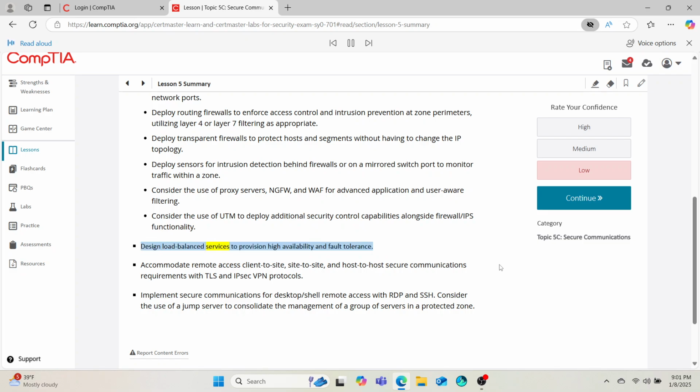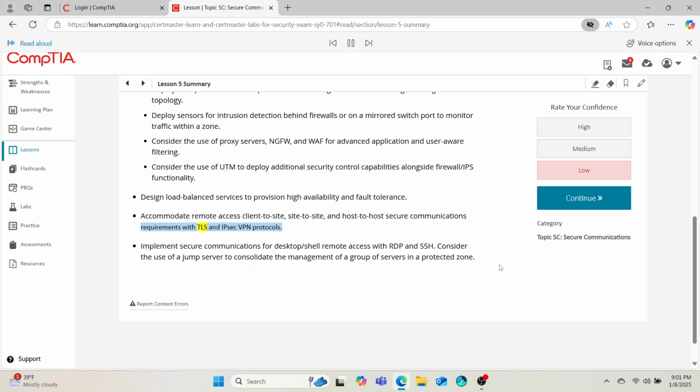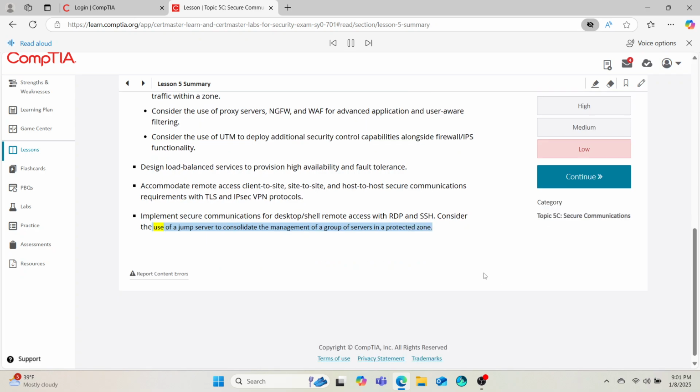Design load balance services to provision high availability and fault tolerance. Accommodate remote access client-to-site, site-to-site, and host-to-host secure communications requirements with TLS and IPsec VPN protocols. Implement secure communications for desktop/shell remote access with RDP and SSH. Consider the use of a jump server to consolidate the management of a group of servers in a protected zone.